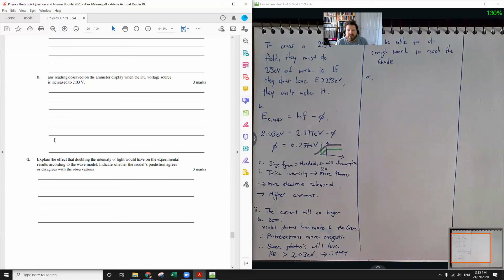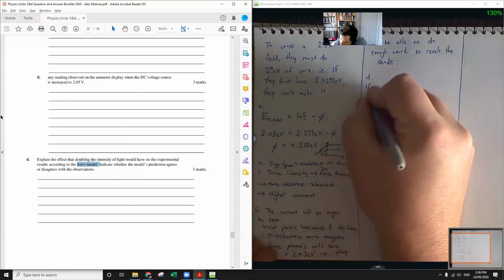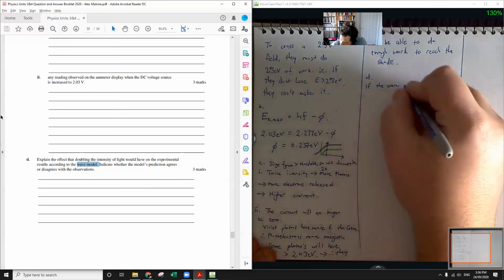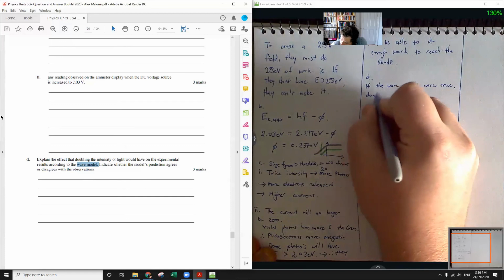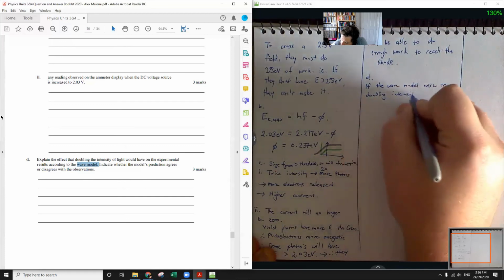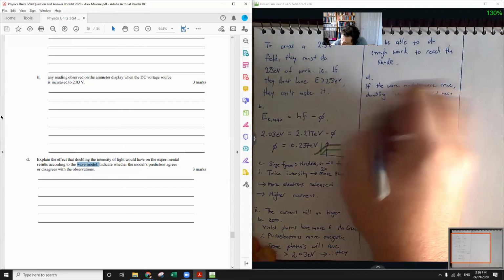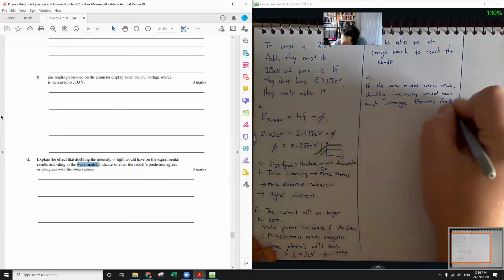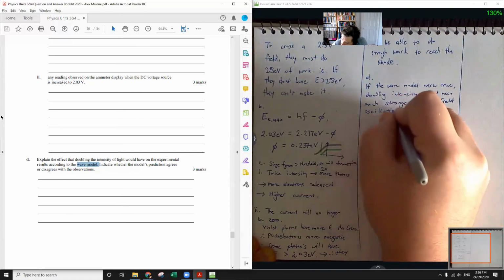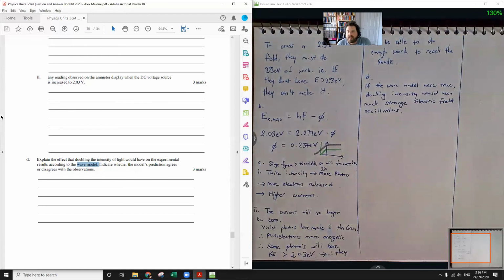So let's dive into an answer here, but we want to tailor our general answer about the photoelectric effect to just this specific situation. So explain the effect that doubling the intensity of light would have on the experimental results if the wave model were true. So if the wave model was true, doubling intensity would mean much stronger electric field oscillations.